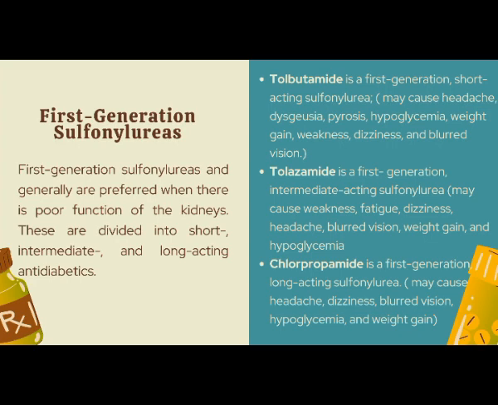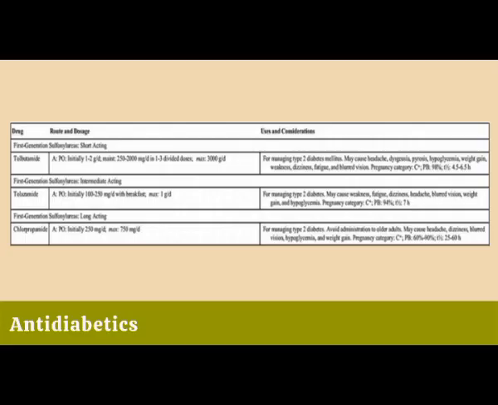Tolazamide is a first-generation intermediate-acting sulfonylurea, which may cause weakness, fatigue, dizziness, headache, blurred vision, weight gain, and hypoglycemia. And chlorpropamide is a first-generation long-acting sulfonylurea, which may cause headache, dizziness, blurred vision, hypoglycemia, and weight gain. This table shows the first-generation sulfonylurea drugs and their uses and conditions. For a clear copy, please refer to your own copies being given.